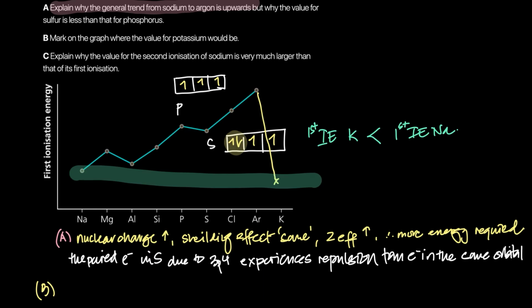And third, explain why, that's part B. Explain why the value of the second ionization energy is smaller than the first one.